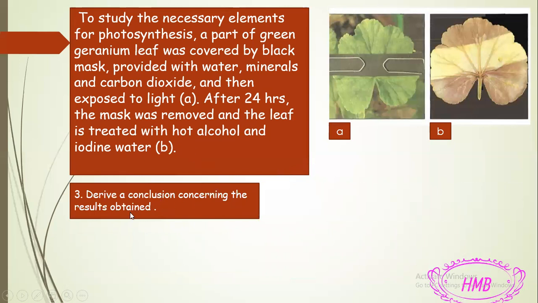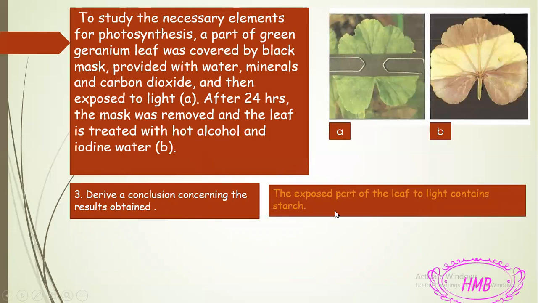Let's continue. Derive a conclusion concerning the results obtained. After analyzing the results, derive a conclusion. What do you conclude? Depending on the results obtained, the part of the leaf exposed to light contains starch. The exposed part gives me dark blue, so this signals that I have starch in the green parts, while the part that gives me yellow has no starch. So the result was that starch is present in the part that was exposed to light.